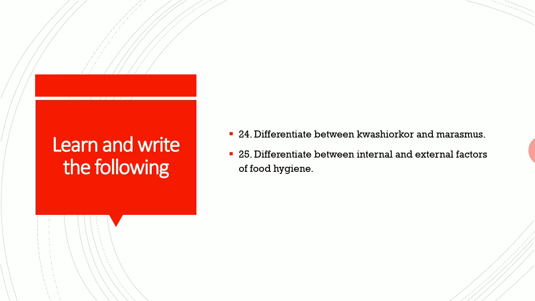Here are your questions to learn and write. Question number 24: differentiate between kwashiorkor and marasmus. Differentiate means you make a tabular column and write. Question number 25: differentiate between internal and external factors of food hygiene. For the differentiation, first write what internal factors mean and what external factors mean, and along with that you can write some general points on your own.